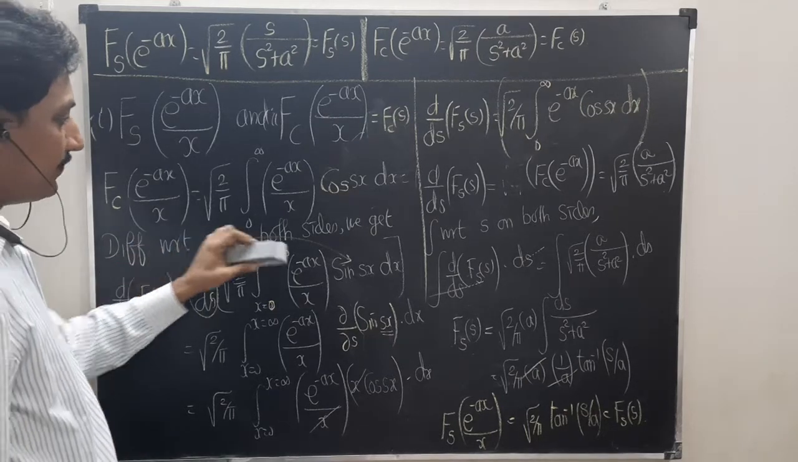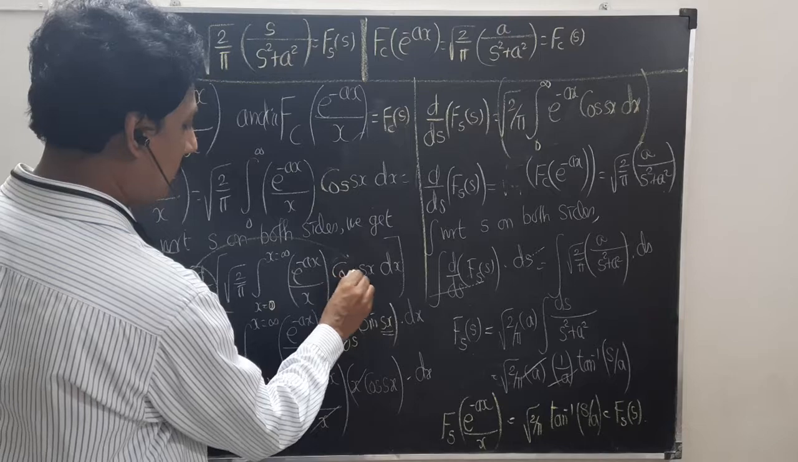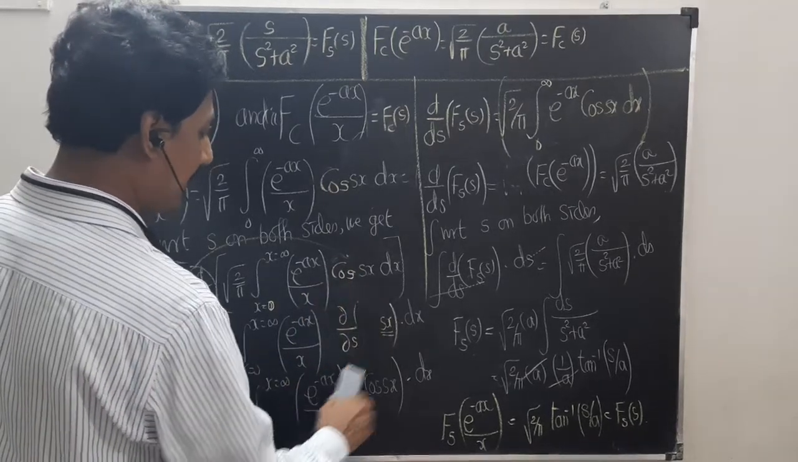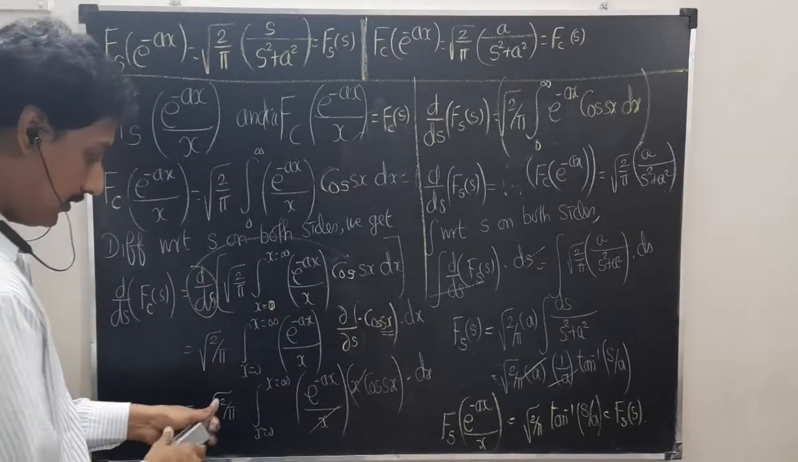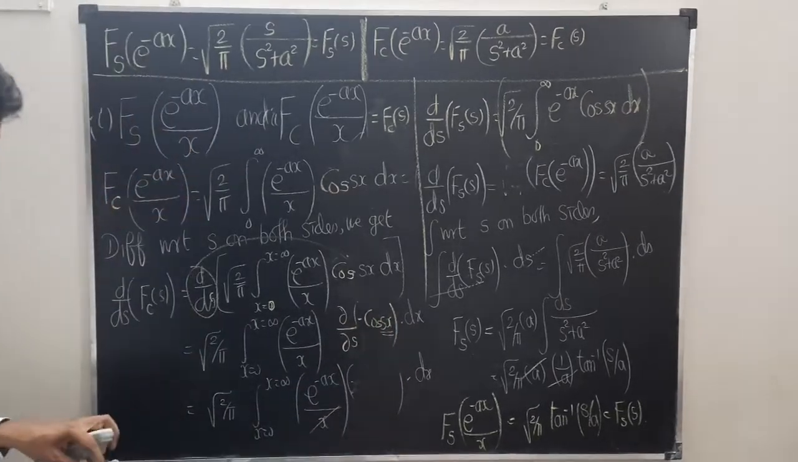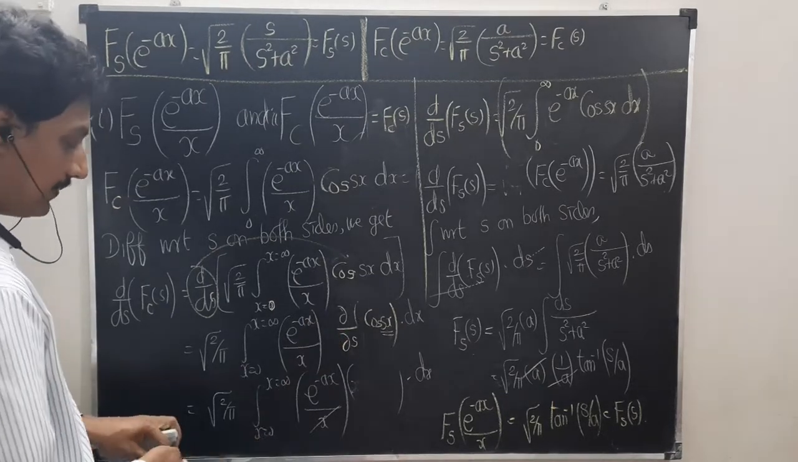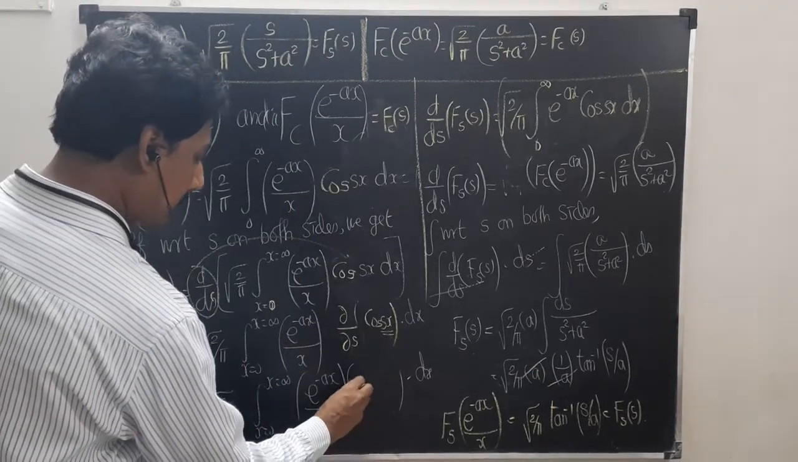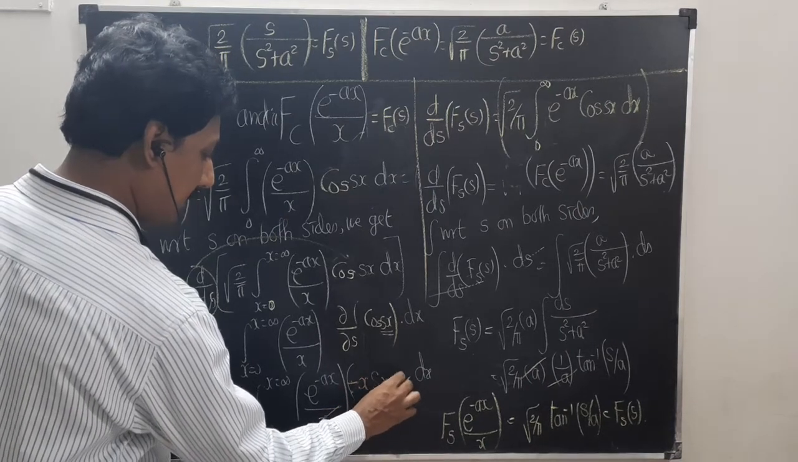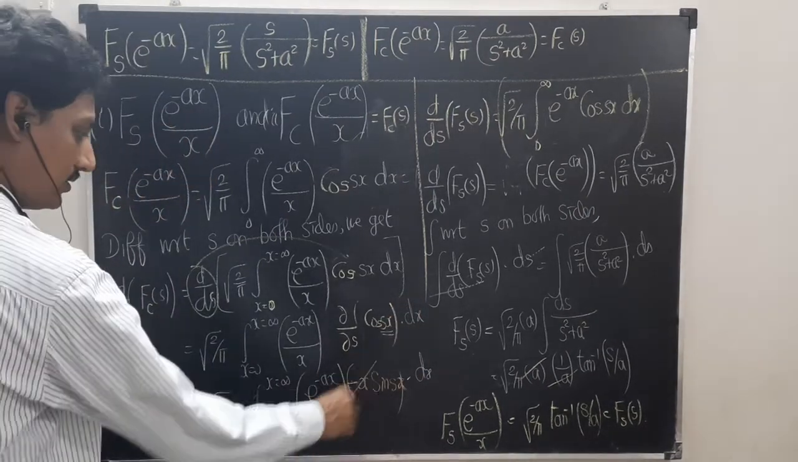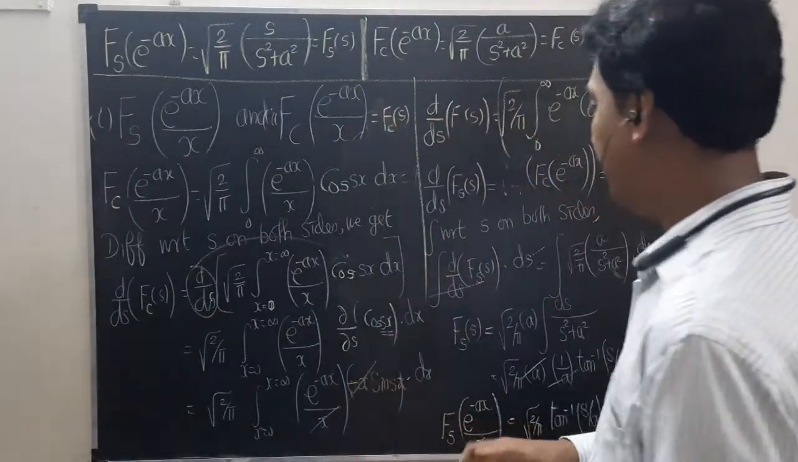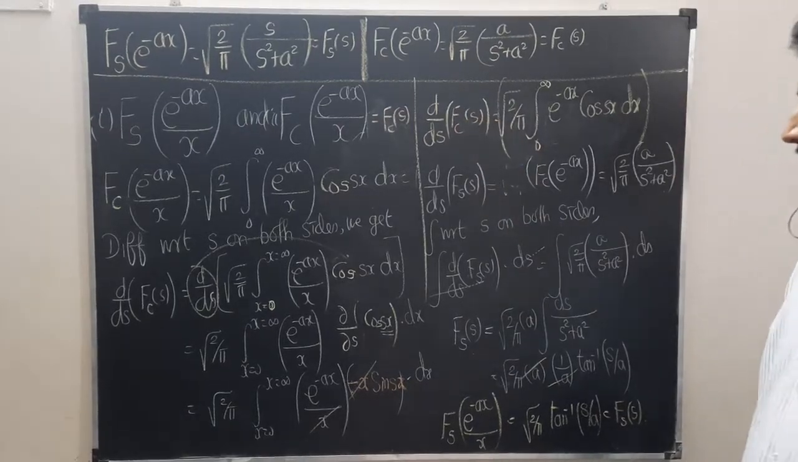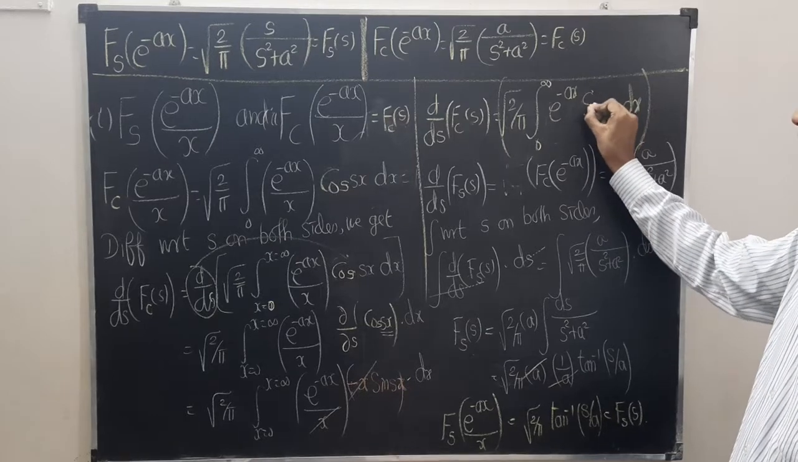When I differentiate this with respect to s, cos sx, what's the differentiation of cos sx? Minus sine sx into x. So d by ds of cos sx becomes minus x into sine sx. Once again the x gets cancelled. So we get it for e to the power minus ax, and the left hand side is d by ds of Fc of s equals root 2 by pi, integral from 0 to infinity of e to the power minus ax sine sx dx, with a minus sign.